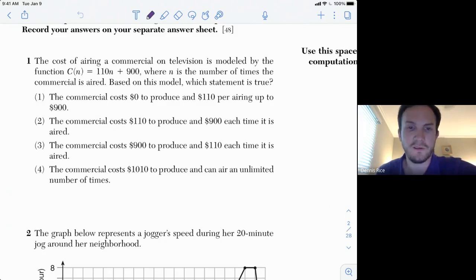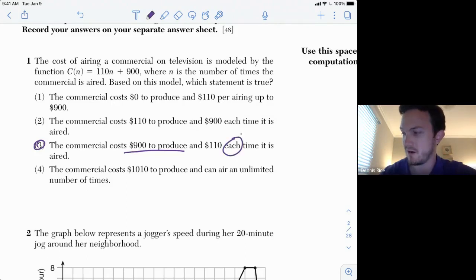Yeah, you could say your answer if you want. Choice three, Jamila says. Choice three, a bunch of people say. Yeah, choice three here. So let's break down why. $900 to produce implies, hey, we paid $900 when we made this. 110 each time is the key word there, right? This is implying that, hey, this is a rate that happens over and over again.